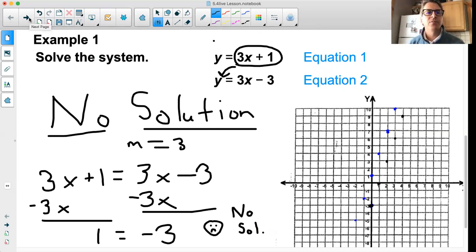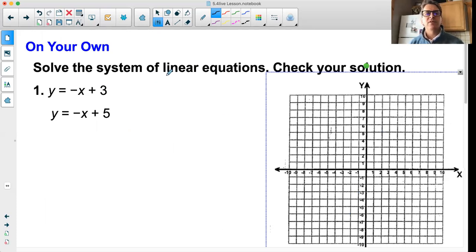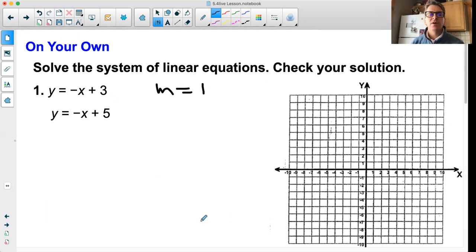Let's take a look at number 1. Solve the system of linear equations, check your solution. Now you're going to notice right off the bat, I have very similar equations. I have slopes of -1 and I have intercepts that are different. So if you look at the slope of -1 and the intercepts start at different spots, here you've got this line for equation 1. And equation 2 starts up a little higher, about 5, then it has the same -1 slope. And so what we have here is two lines that are parallel. And if they're two parallel lines, there's no solution.